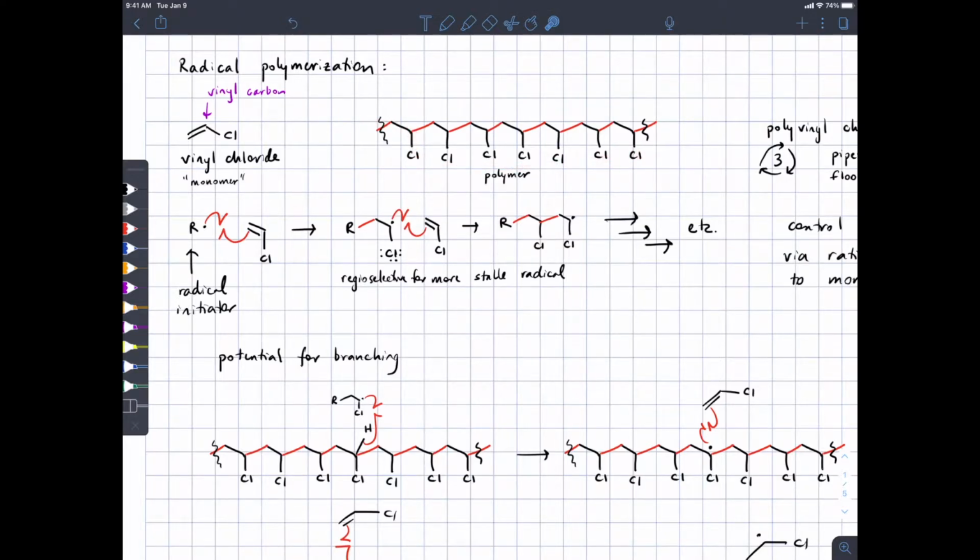You can see the individual subunits in black with sigma bonds made during the polymerization process in red. And so you have this alternating pattern of bonds with chlorine and then carbons that aren't bonded to chlorine. Go ahead.